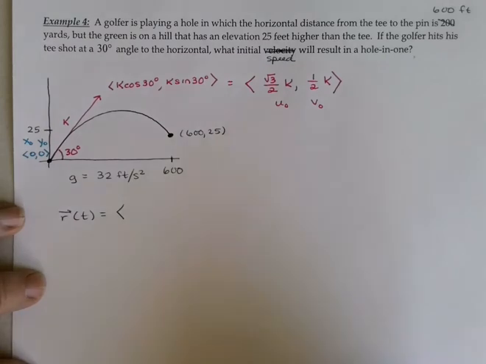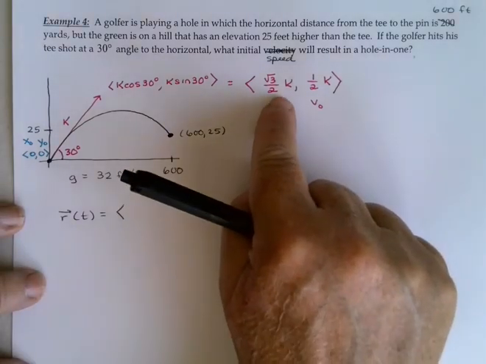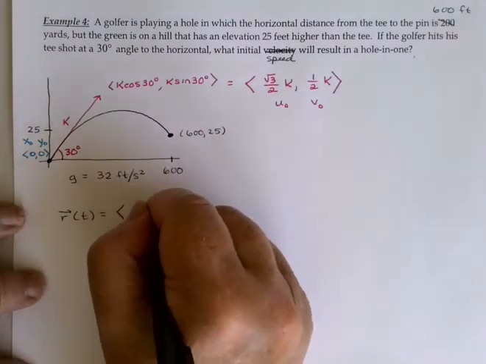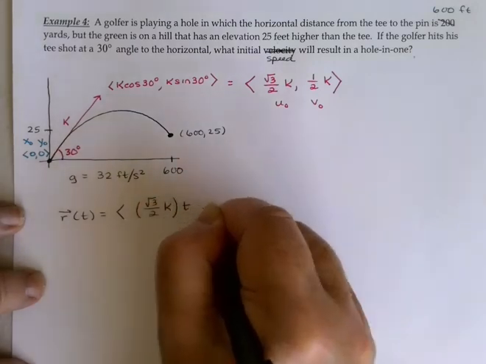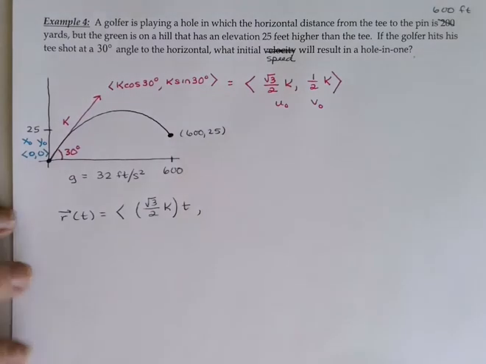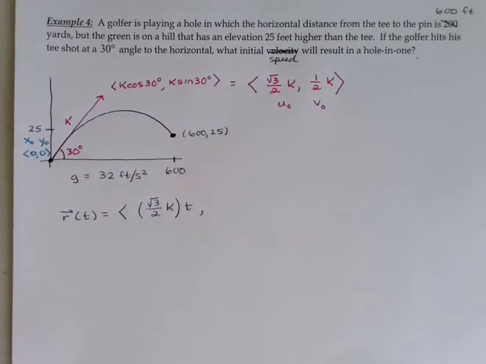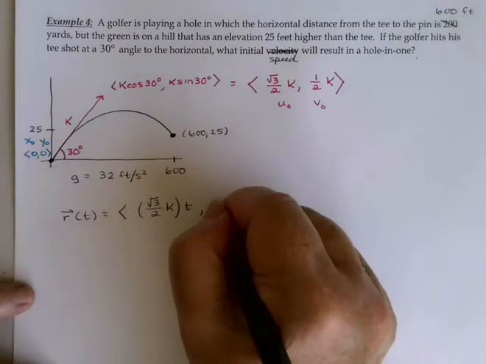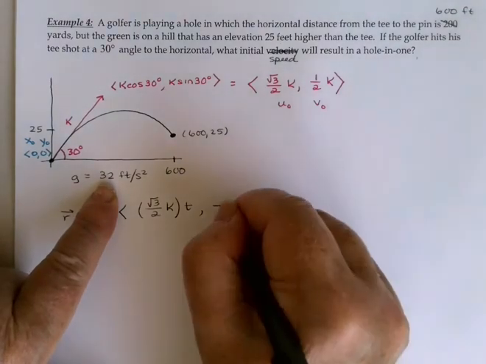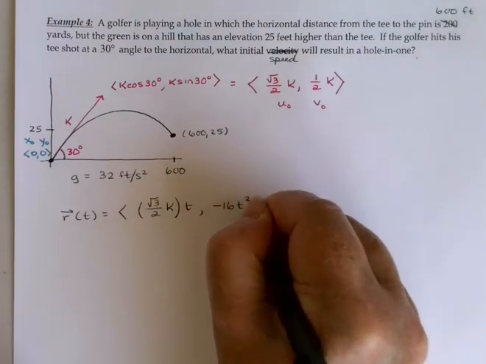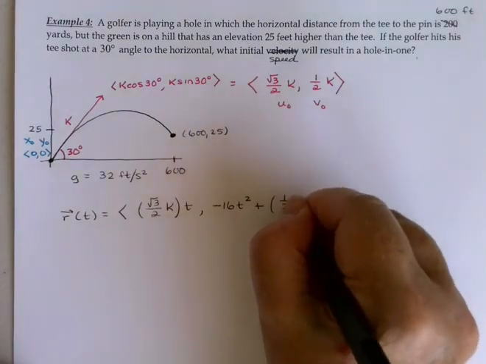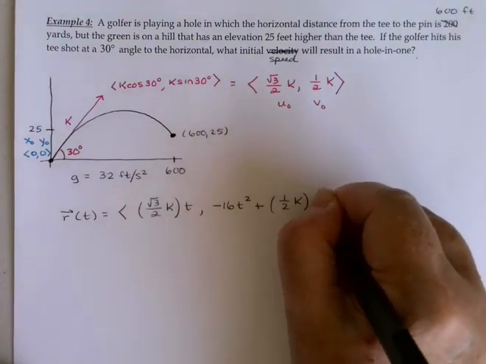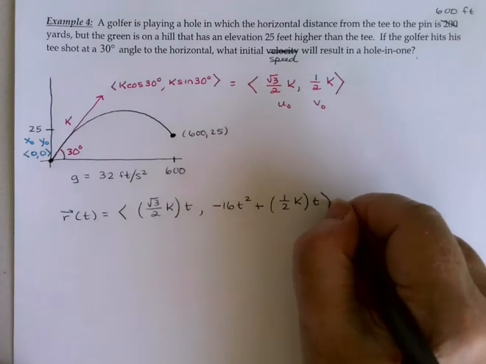And r of t is u naught times t. So square root 3 over 2k times t plus x naught, which is 0. And then I've got the minus 1/2 g, so 16t squared, plus v naught times t, plus y naught, which is 0.